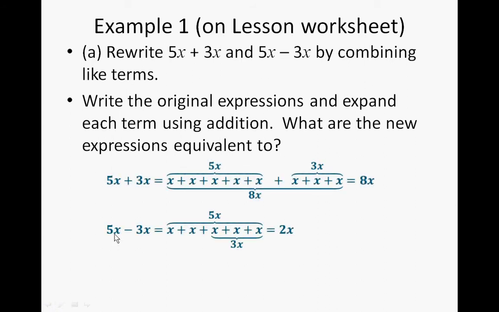Well, for 5x plus 3x, remembering that 5 times x is repeated addition of x's 5 times, and 3 times x is repeated addition of x's 3 times. Well, if we have 5 x's and we add an additional 3x, then we have a total of 8 x's, or 8x. Conversely, if we have 5x minus 3x, we would show 5 x's being repeatedly added, but then we would take away 3 of those x's, and that would leave us with a difference of 2, or 2 times x.